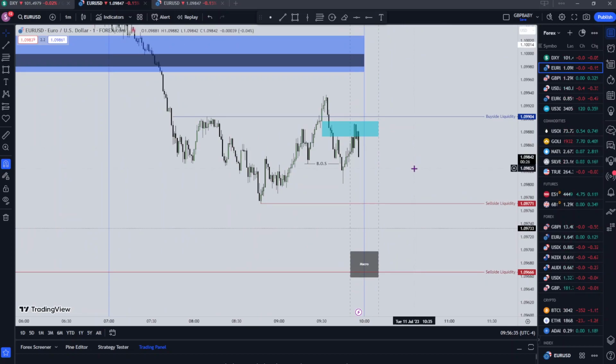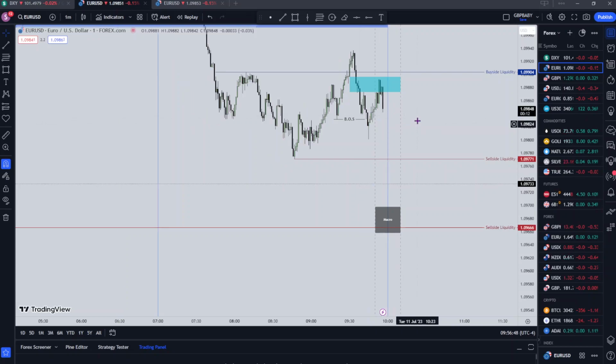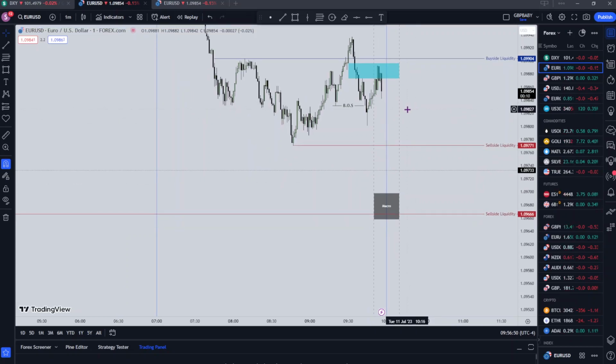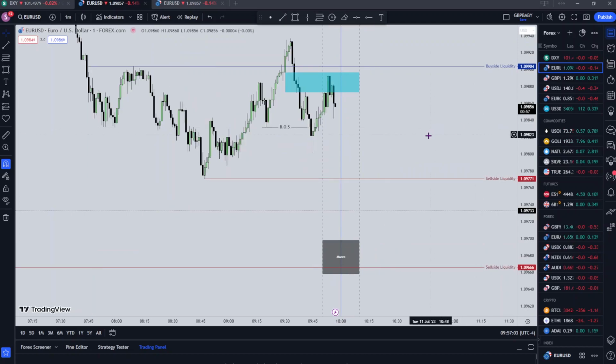We're starting to see that animation. That's what we like to see. And it'd be nice to see us close below this swing low here.